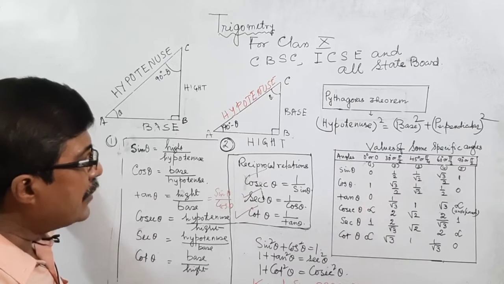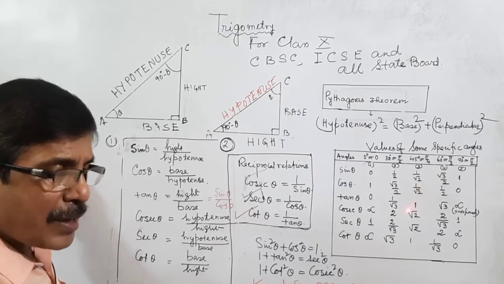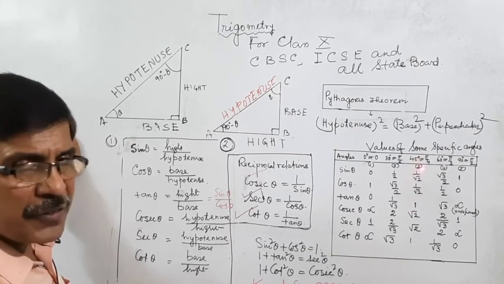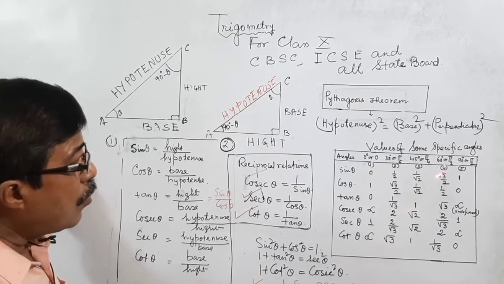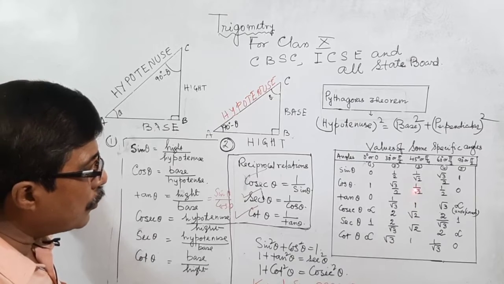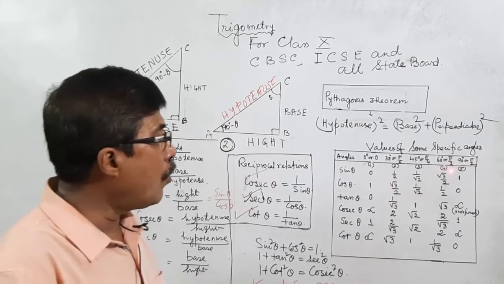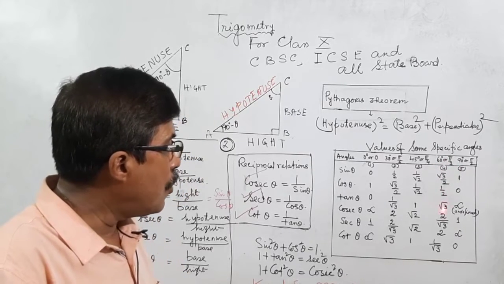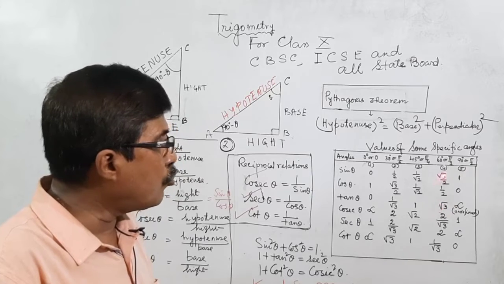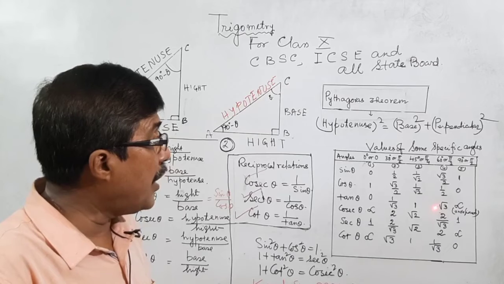That is 0, then 1 by root 3, then 1 by root 2 upon 1 by root 2 equal to 1. That means sine 45 by cos 45 equal to 1, so tan 45 equal to 1. Now we go to sin 60 by cos 60, we will get tan 60: root 3 by 2 upon 1 by 2 equal to root 3.